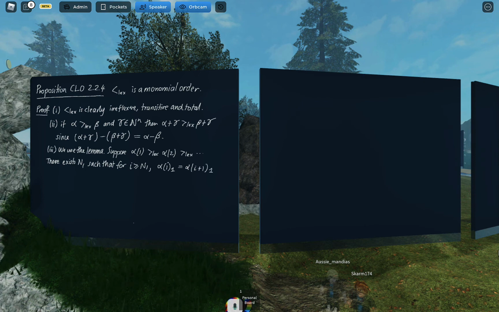Past a certain point. Why? Well, since alpha I is greater than alpha I plus 1 in Lex order, either, I mean, the first entry, we don't have to worry about any previous zeros, right? So either those entries are equal, or the first one is greater than the second one.